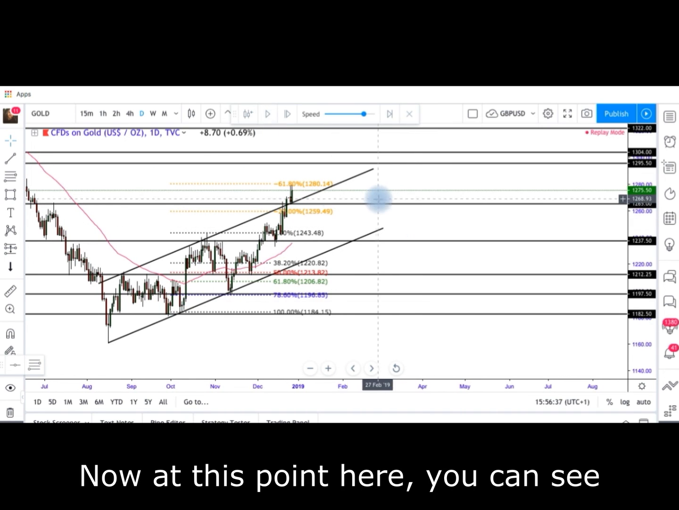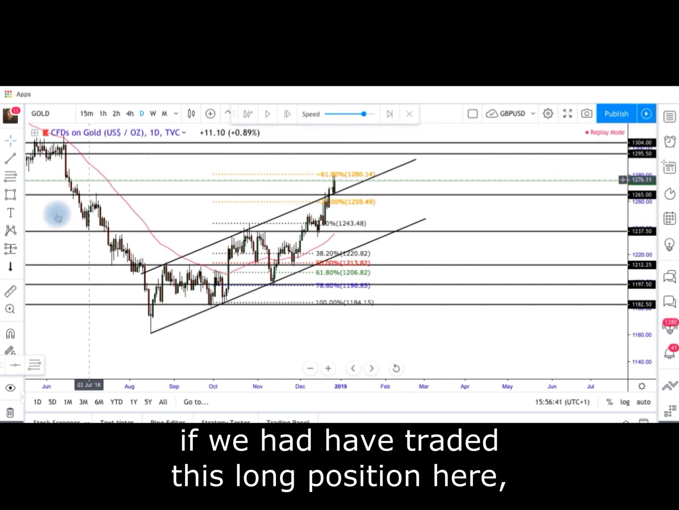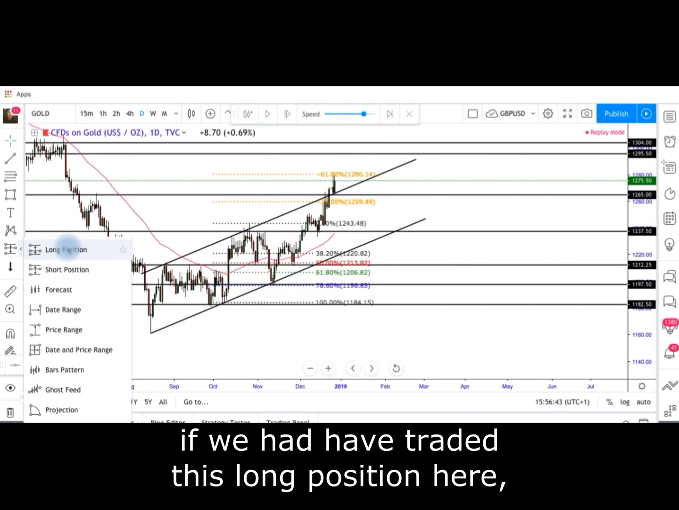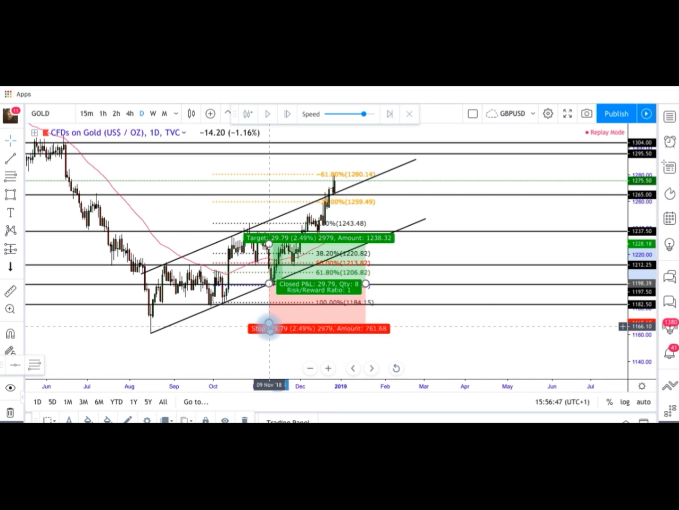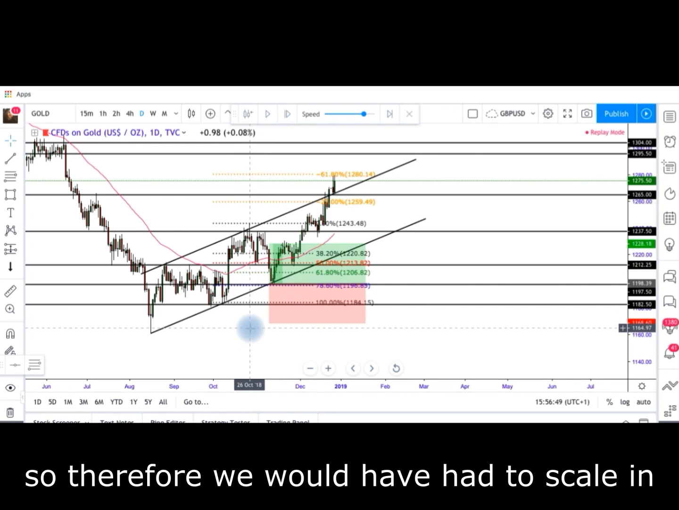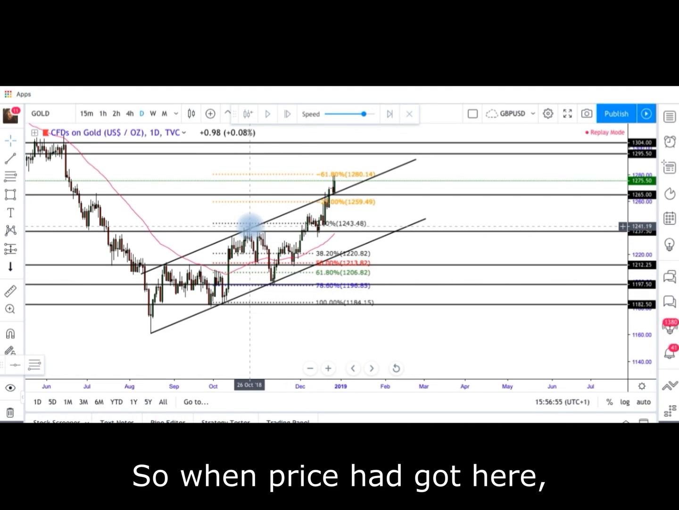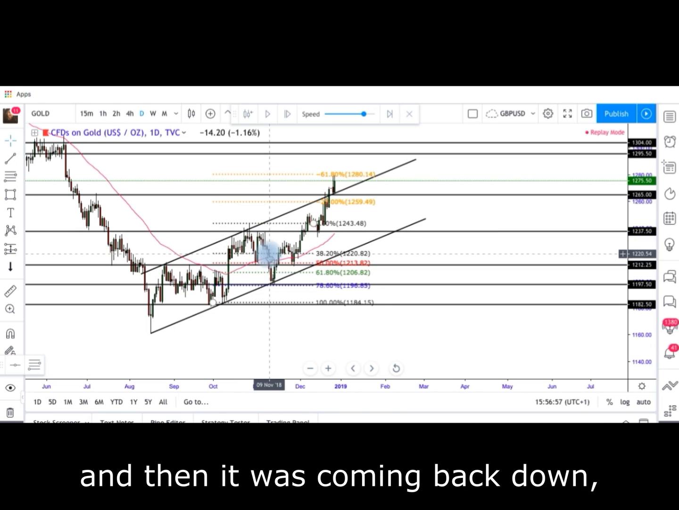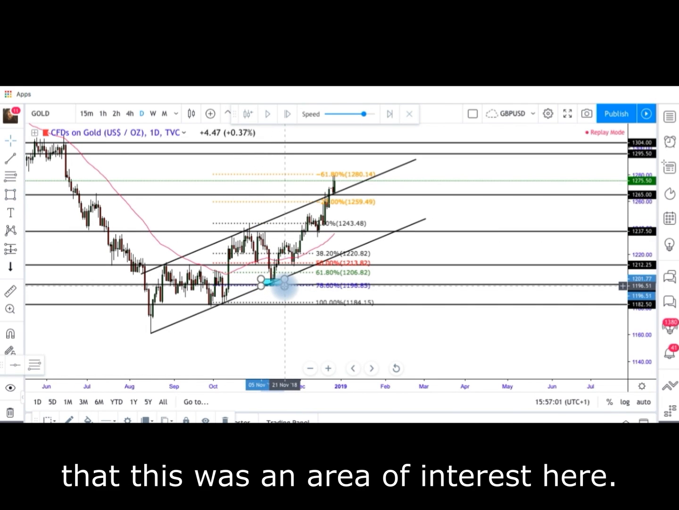Now at this point here, you can see that at one point we respected it. So therefore, to be honest with you, if we had traded this long position here, obviously, like I've taught you guys, this is on the daily time frame, right? So we would have had to scale in once we figured out that this was an area of interest. So when price got here and then was coming back down, we would have known already that this was an area of interest here.